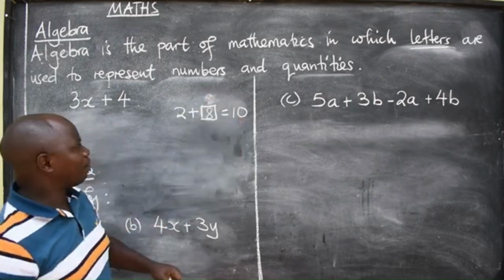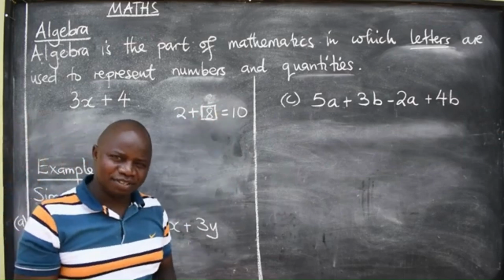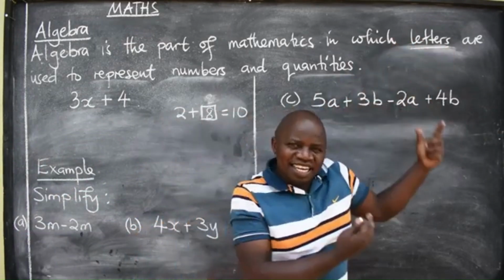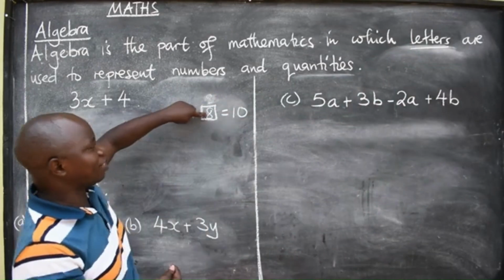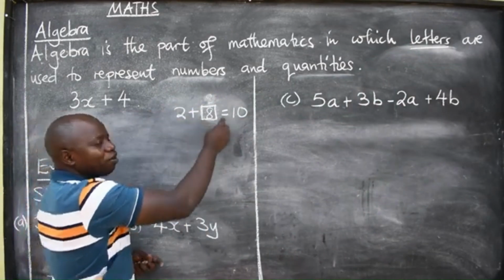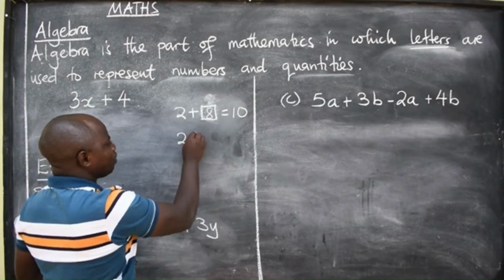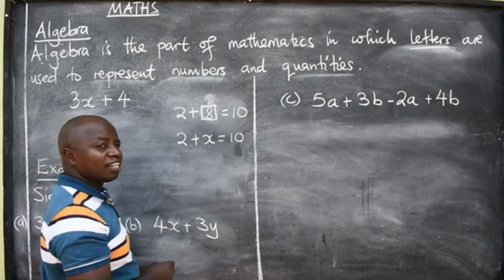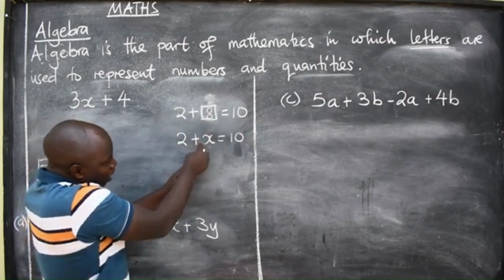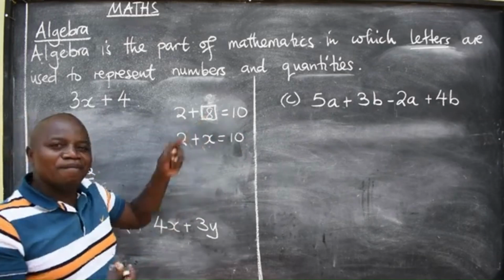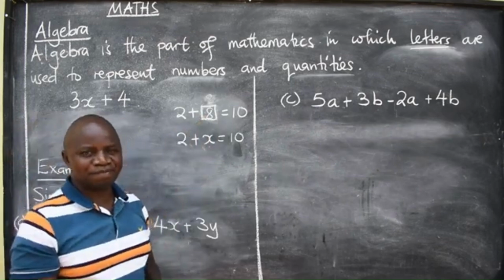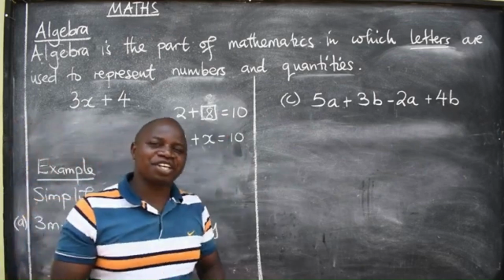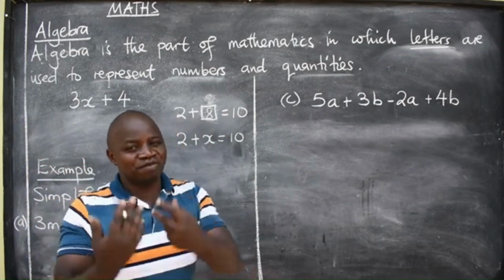Now, instead of using the box, we are saying we'll be able to use letters to represent numbers. Instead of the box, we'll say, okay, let's do this: have you seen? 2 plus x is equal to 10. So we are using letters to represent numbers and quantities. These were some of the equations that we encountered during that time. I hope we are following.